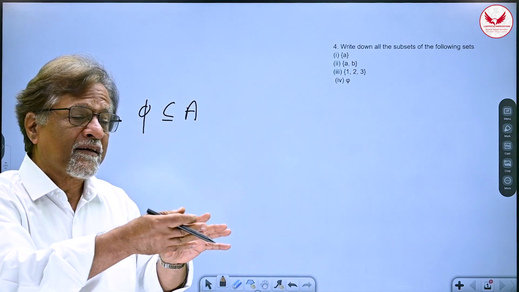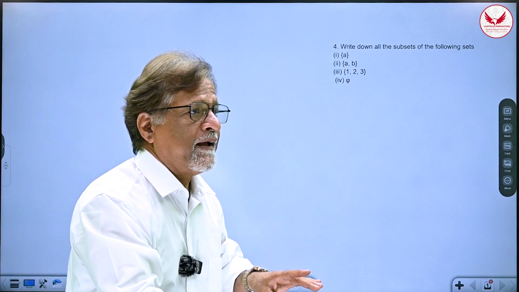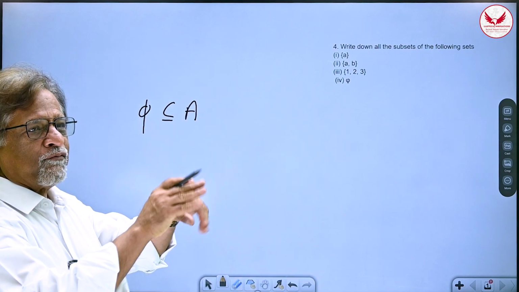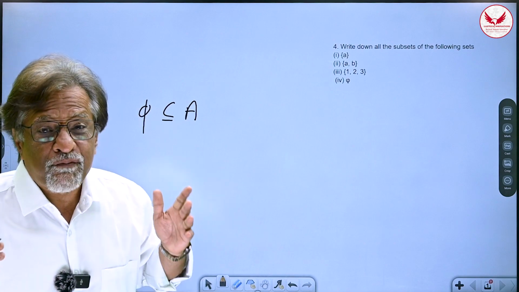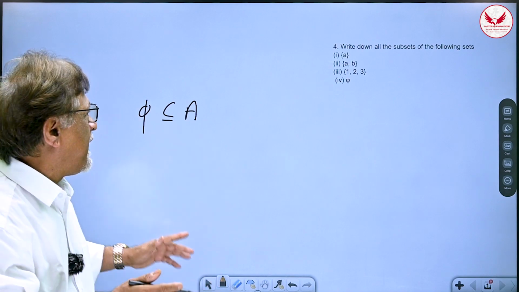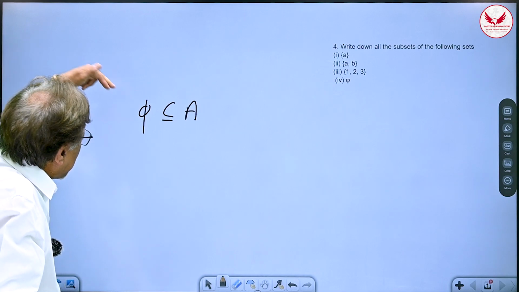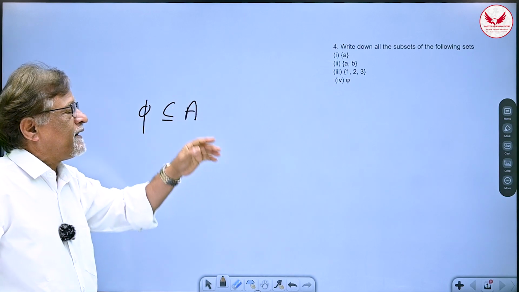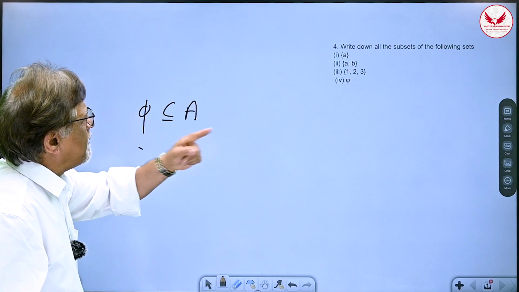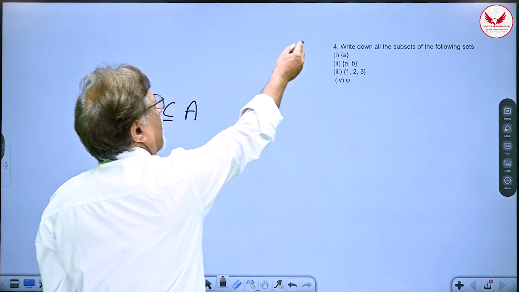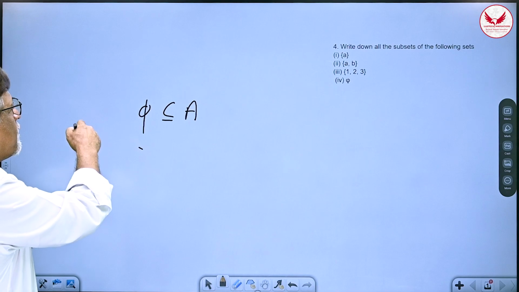That means it is not that phi is not a subset of A. Double not means what? Phi has to be a subset of A. So we are forced to accept the fact that phi is a subset of A. Because if phi is not a subset of A, I will have to create an element in phi which is not in A, which is impossible. So phi is always a subset of A. That means all these sets have one subset that is called phi.